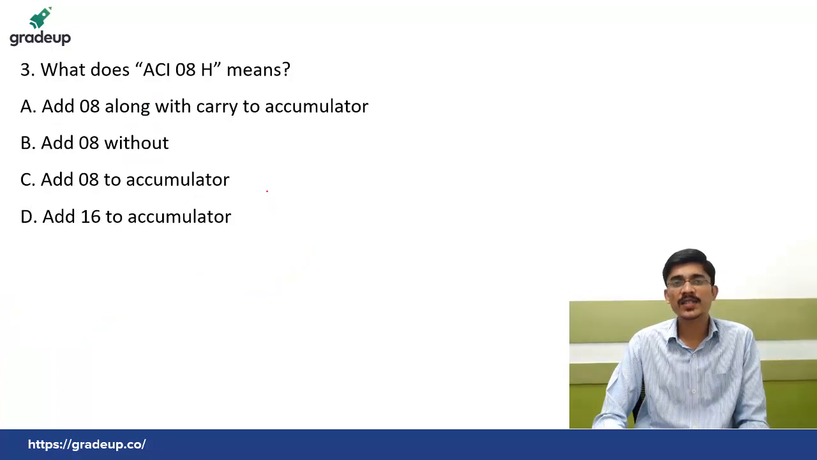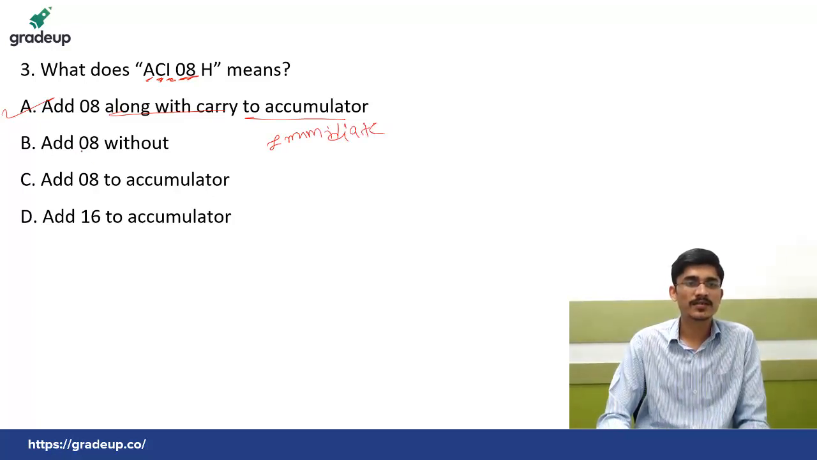What does ACI 08H mean? In the exam paper you may be confused by this H. This H is nothing but hexadecimal. It shows that this 08 is in hexadecimal representation, so don't worry about this. You know that this is addition with carry, immediate, 8-bit data. Option A is the correct option, because it will add 08 along with the carry to the accumulator immediately. It is immediate, so option A is correct.